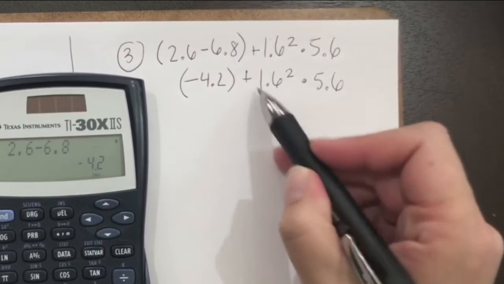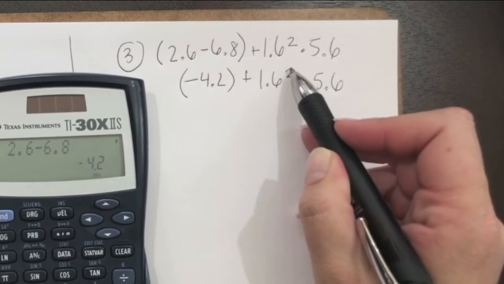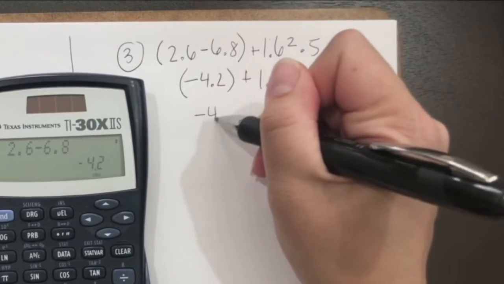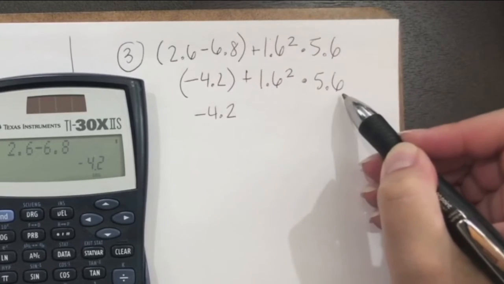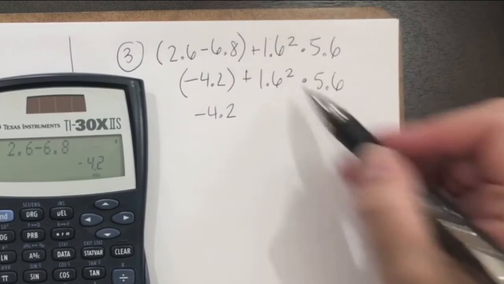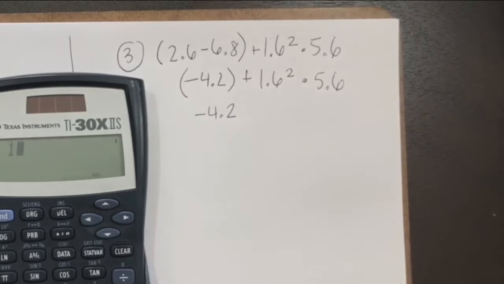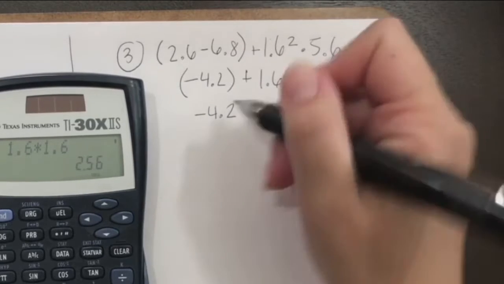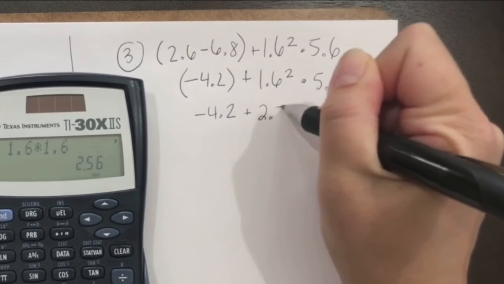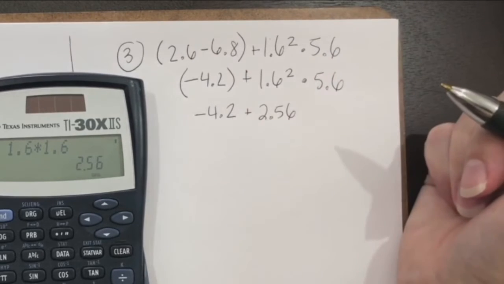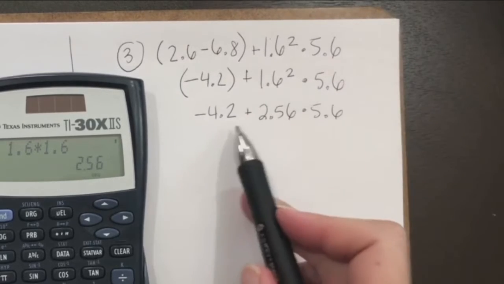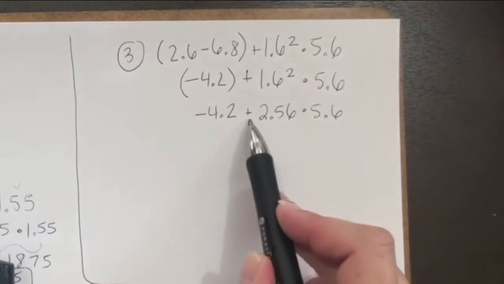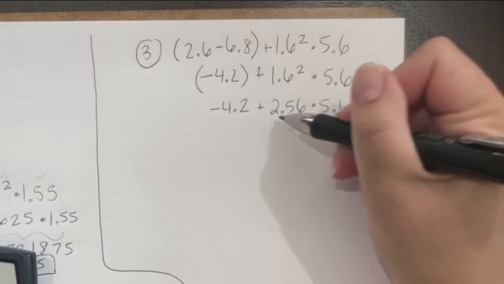So now we're going to do this exponent, because we can just rewrite this as negative 4.2 plus 1.6 squared times 5.6. So let's do that squared. 1.6 times 1.6 equals 2.56, and then times 5.6. So we have an addition and we have a multiplication. The multiplication comes first.